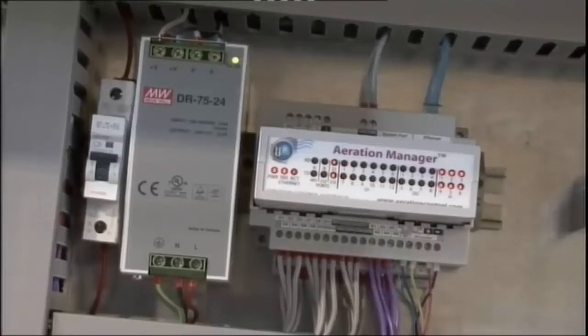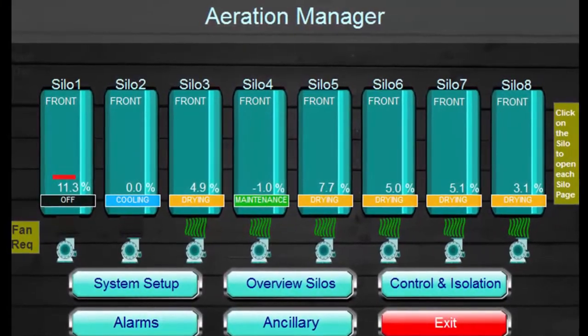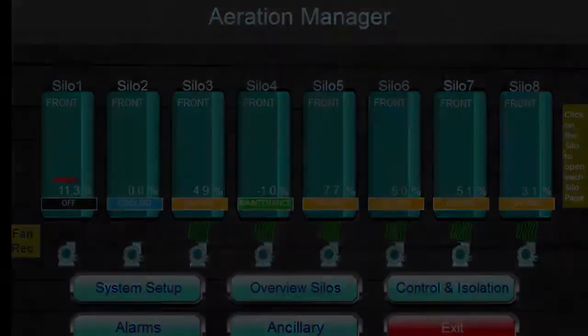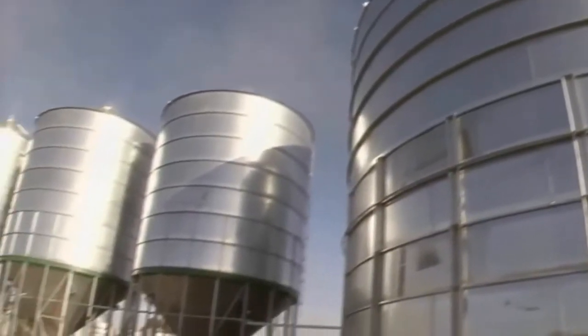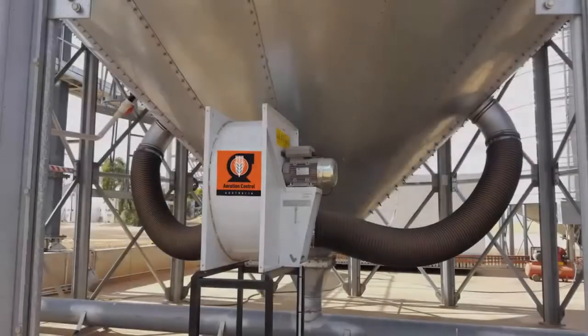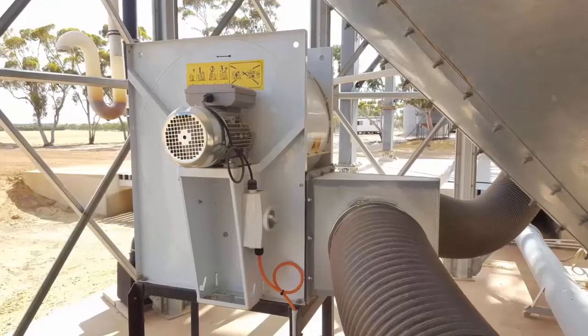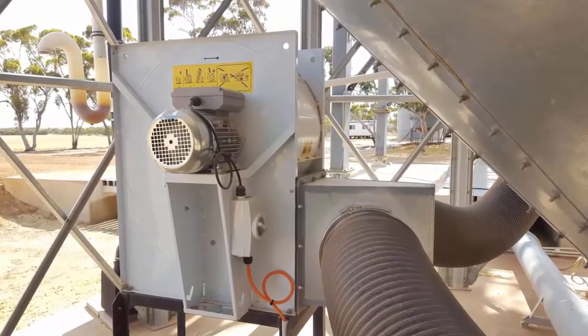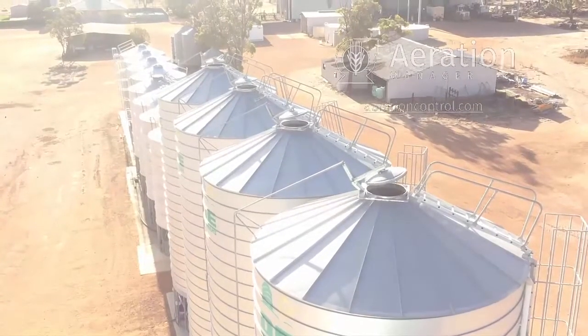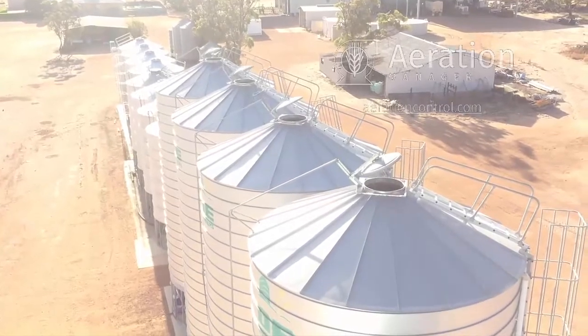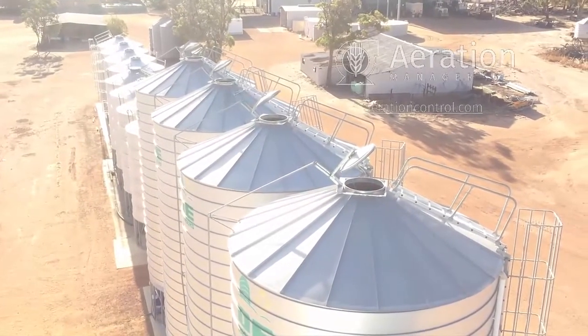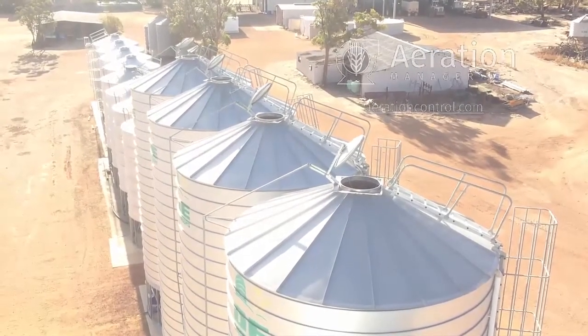An industry first, the Aeration Manager offers drying, cooling and maintenance all in one controller. Not only that, it will automatically select the correct type of aeration. The predictive technology used by the Aeration Manager makes sure the fans are only activated when needed, meaning lower running costs. The fans also come with signal feedback, so you'll always know the fans are operating when they should be. And all of this is achieved without needing in-storage sensors.